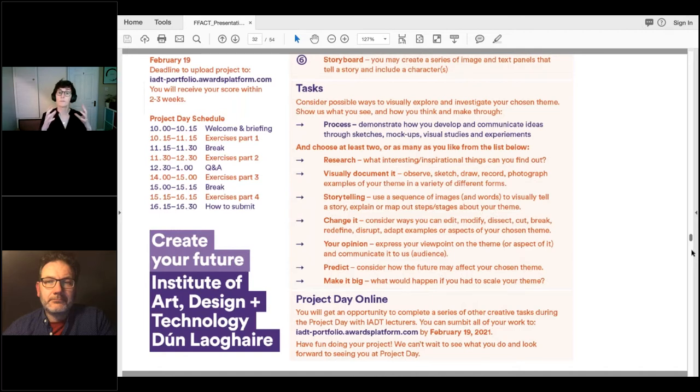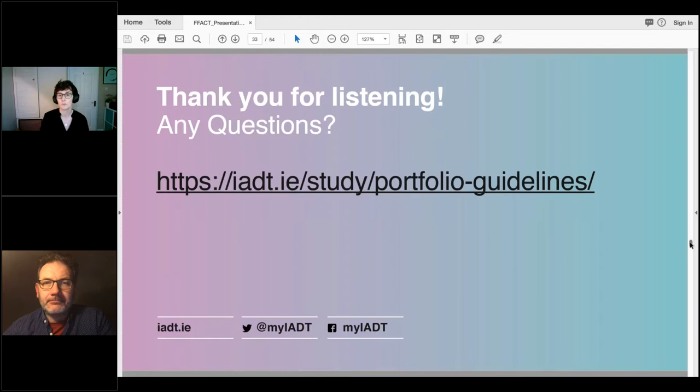And so that's kind of the homework. It's a fun creative task. And then you'll see the details there on the left-hand side of the screen, which summarize what would happen when you're invited to the virtual project day. There will be a full day, there will be a briefing, there'll be exercises that need to be done throughout the day, guided by the lecturing staff in IEDT. So that's the summary of it. But again, you can go back to all of that stuff on the website.